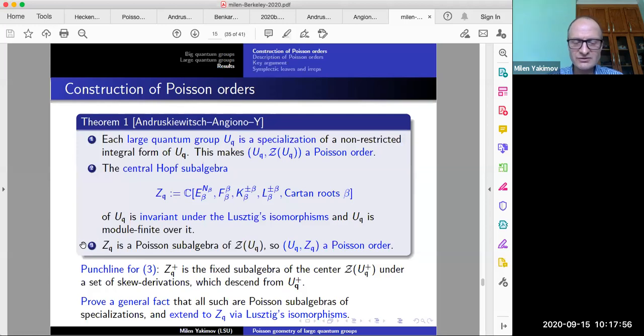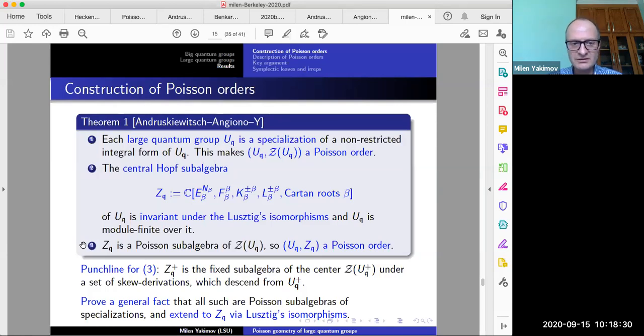So the punchline for the difficult part is the following. We prove that this Z_Q^+, which is the intersection of Z_Q with U_Q^+, is actually precisely the fixed subalgebra of the full center under a set of skew derivations, which actually descend for the quantum group with parameter mu. So we now have an invariant definition of this special central subalgebra. It's not just the subalgebra generated by something, but it's precisely the fixed points of the full center under something.